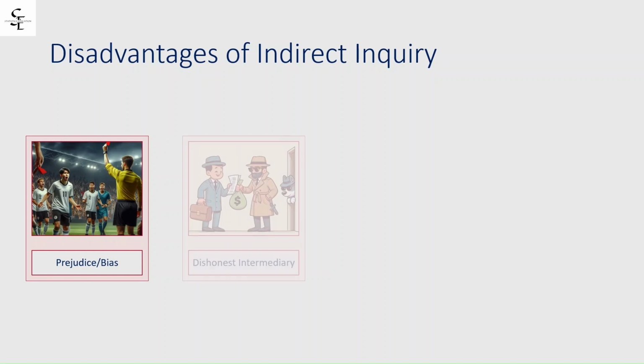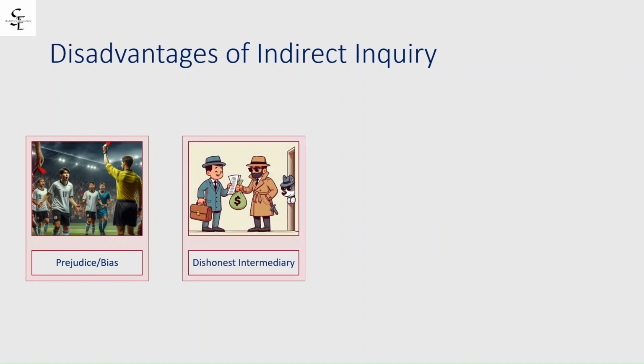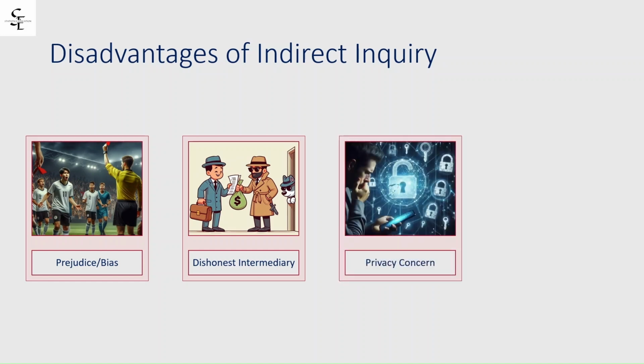The next point is dishonest intermediary. The dishonesty of an intermediary leads to less reliable or less accurate data and poses a risk to the reputation of the investigator. The next point is privacy concern.